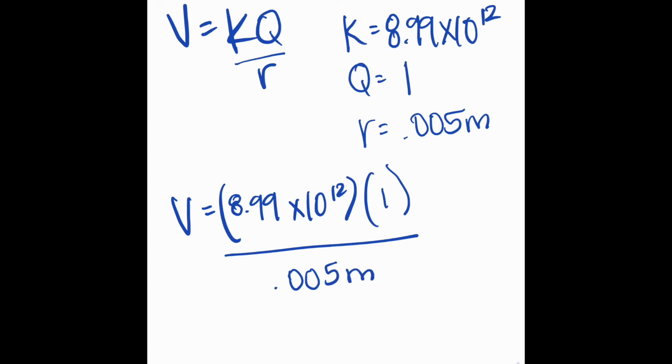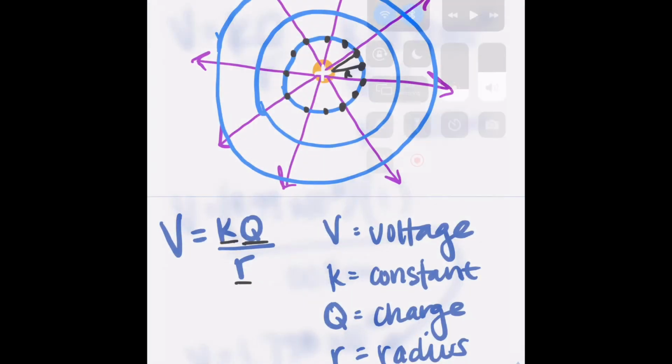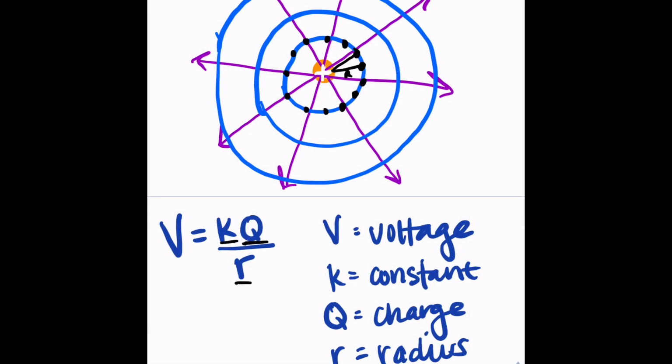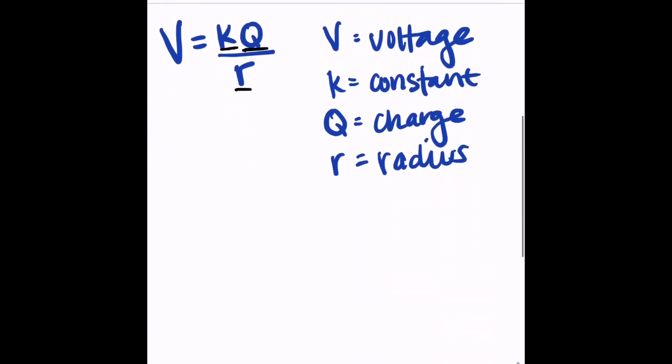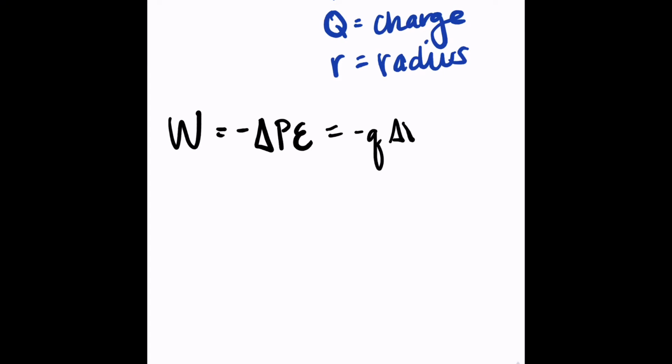Now if you plug that into your calculator, you get that the voltage is equal to 1.798 times 10 to the 12th. So that's how you would use the equation of V equals KQ over R. Now, if we want to talk about the work, that also can be represented by these equipotential lines. The formula for work is that it's the change in the potential energy, which is also equal to the charge times the change in voltage.